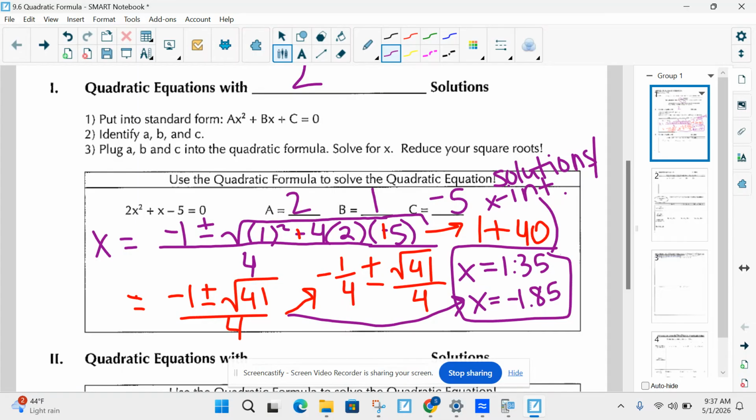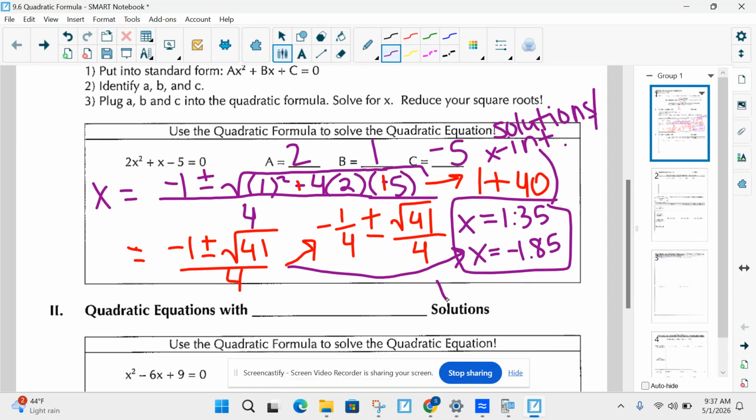But next, we're also going to find the vertex. So remember, the x-coordinate of the vertex is that negative b over 2a part, which is right here. Negative b over 2a would be negative 1/4. And then to get the y-coordinate, you would plug negative 1/4 back into x. So go ahead and try doing that.